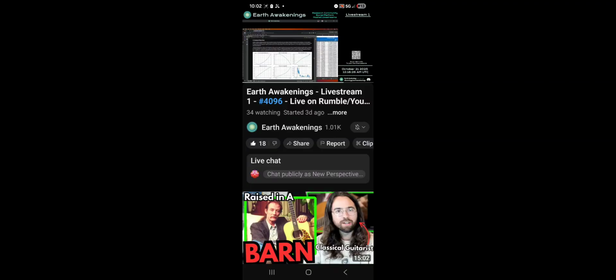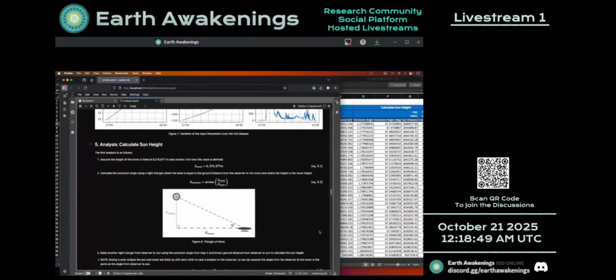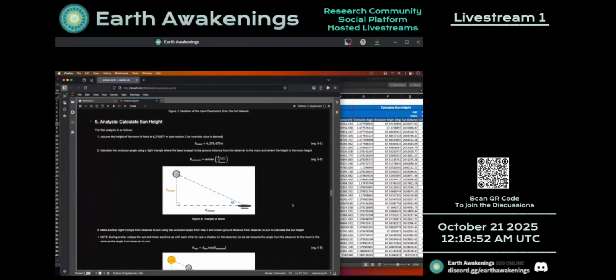And then the azimuth to the moon sweeps out 140 degrees. The observer latitude changes 30 degrees, and the observer longitude changes 60 degrees. The observer elevation is fairly consistent except for this mountain range over Mexico. So the key parameters vary quite a bit over the dataset. Now let's get into the actual analysis.